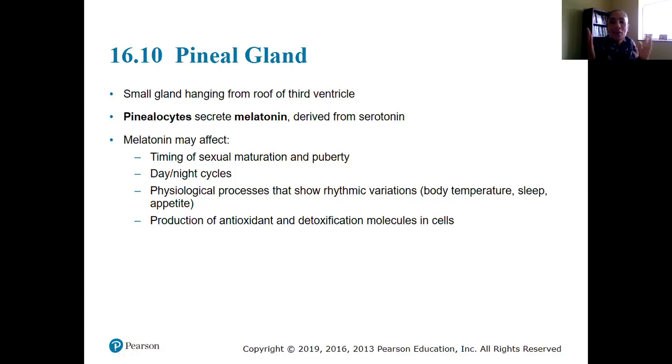So melatonin, most of us have heard of this. It's going to affect the timing of sexual maturation and puberty. It's going to help to set our circadian rhythm of day and night cycles. It's going to allow us to process those rhythmic variations of normal bodily functions such as body temperature, sleep, appetite, and so on. And it's also going to produce an antioxidant and detoxification molecules within our cells.